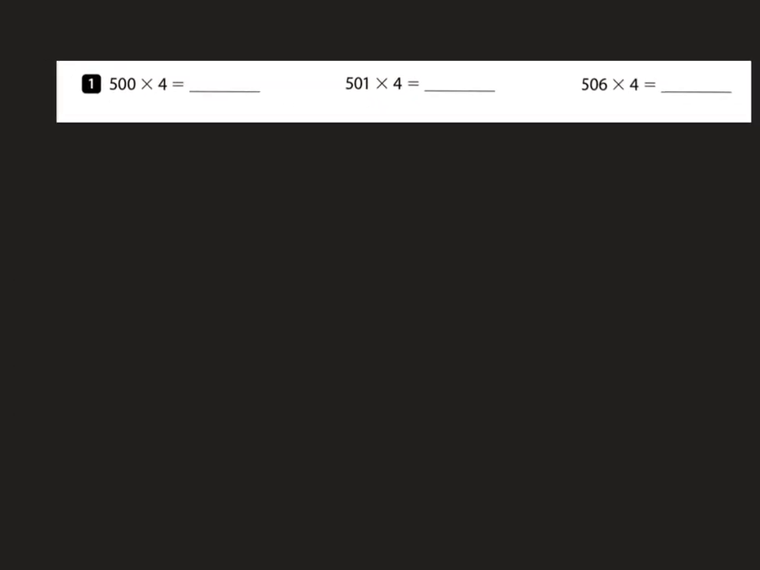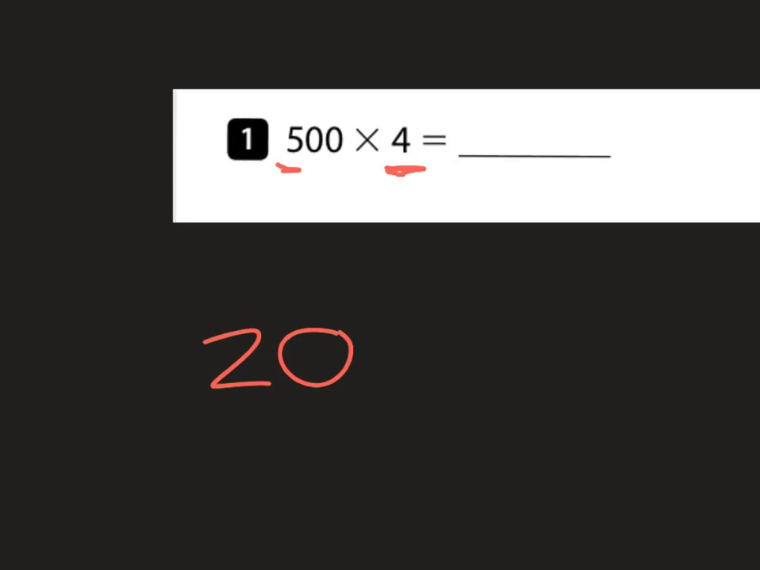All right, let's check out number one. We have 3 problems set up. Let's check out our first one, guys. 500 times 4. The easiest way to do these problems, guys, is to get your basic multiplication fact. 5 times 4, which is 20. And then how many zeros do you see? You see 2 zeros, tack on 2 zeros. 500 times 4 is 2,000.